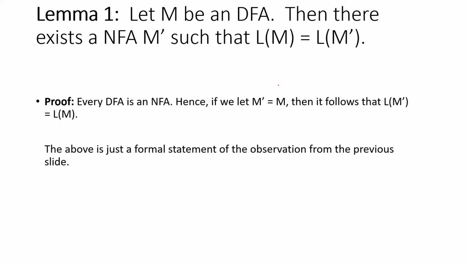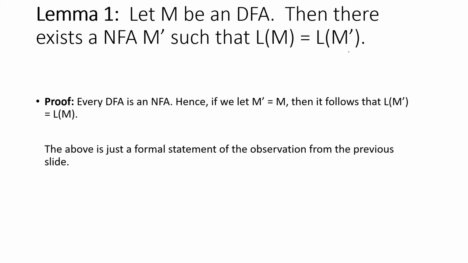What lemma one is saying is that let M be a DFA. So M is a machine representing a DFA, and M dash is representing an NFA machine. It says let M be a DFA, then there exists an NFA M dash such that L of M means the language accepted by M, and L of M dash means the language accepted by M dash. There exists an NFA M dash such that L of M equals L of M dash, meaning the language accepted by the DFA and the language accepted by the NFA will be the same.